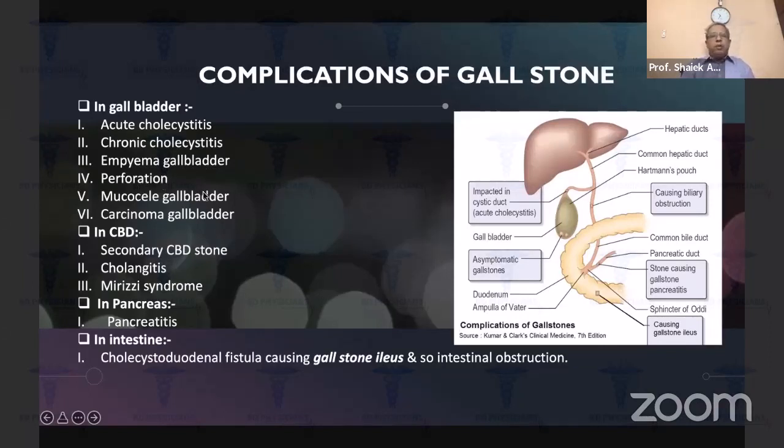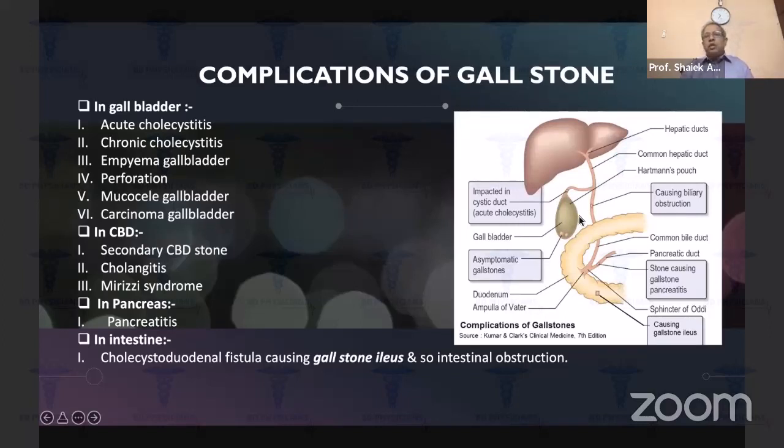Sometimes the neck of the gallbladder is obstructed by a gallstone or a growth, whatever the cause. The luminal content of the gallbladder is absorbed by the mucous membrane, but there is continuous secretion of mucus. That mucus accumulates there, with gradual distension and thinning of the gallbladder, and it is converted into a mucocele of the gallbladder. And sometimes the stone may predispose to the development of carcinoma of the gallbladder. That is a rarer possibility also.